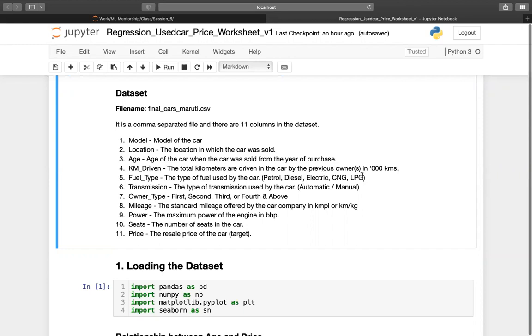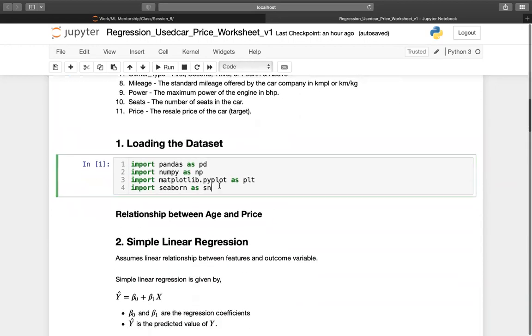We don't have any other information. I think mostly we have petrol and diesel. Then transmission, whether it's automatic or manual, whether it's a first owner, second owner, third owner, and so on. What's the mileage it gives, the power in bhp, and the number of seats, which also tells what kind of car it is, and the price at which the car was actually sold in this historical data. So let's go ahead and load the data.